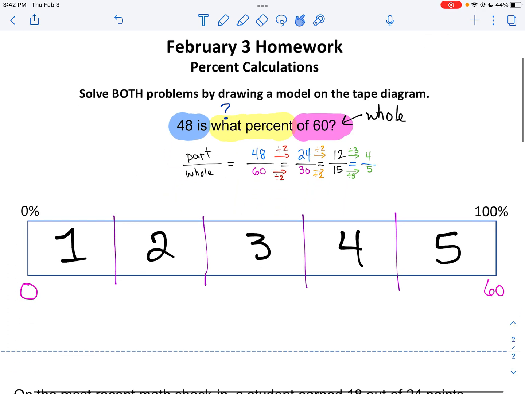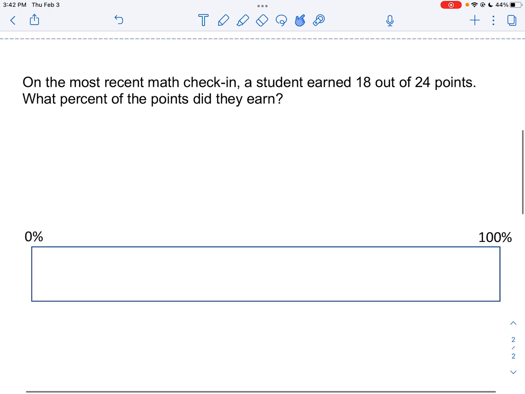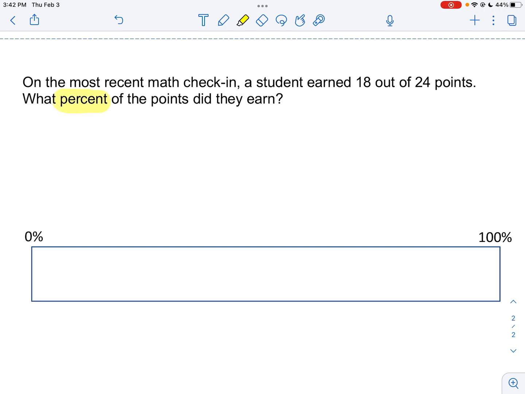All right, the second problem. I told you that I would help you set this up. On the most recent math check-in, a student earned 18 out of 24 points. What percent of the points did they earn? I can see the word percent, and in front is what. So the question we have to solve is for the percent. Our answer is going to be on the top here.